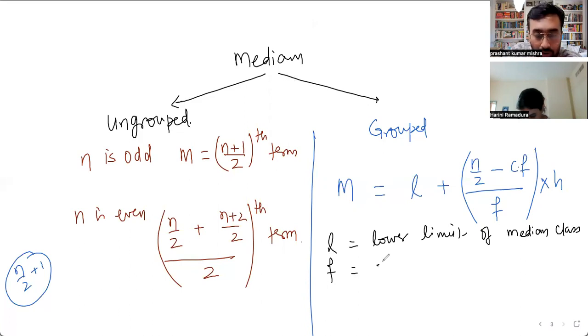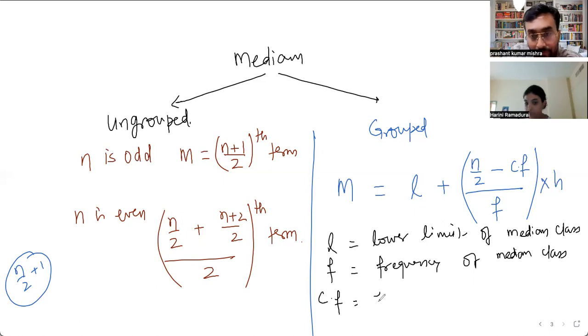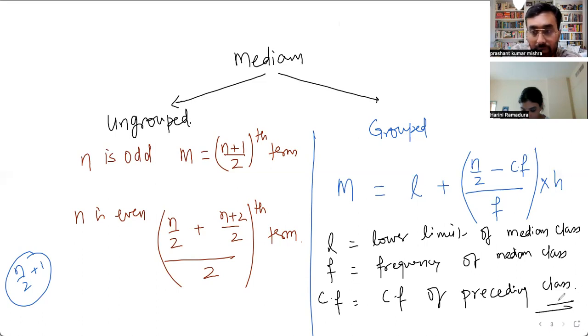Then f is the frequency of the median class. Then we have cf, the cumulative frequency of the preceding class, the class above the median class.